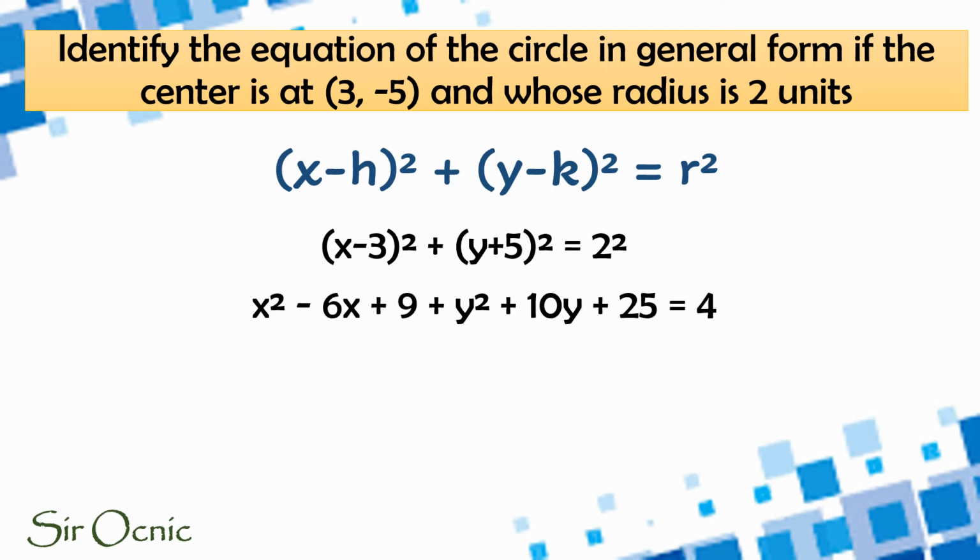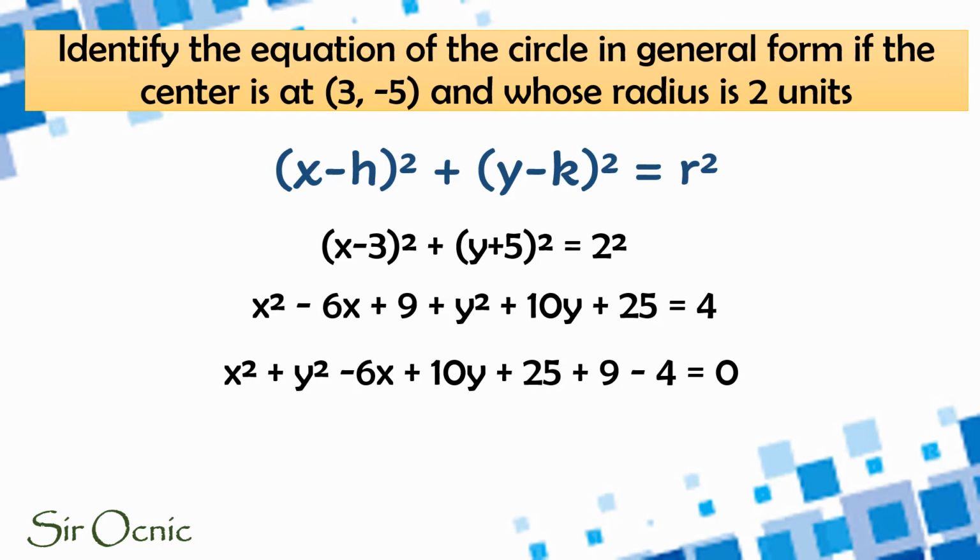(x - 3)² is equal to x² - 6x + 9, while (y + 5)² is equal to y² + 10y + 25, equal to 4. Now let us arrange the terms in the given equation, and that is equal to x² + y² - 6x + 10y + 9 + 25 - 4 = 0. We need to equate the equation to 0 since we are trying to write in general form.